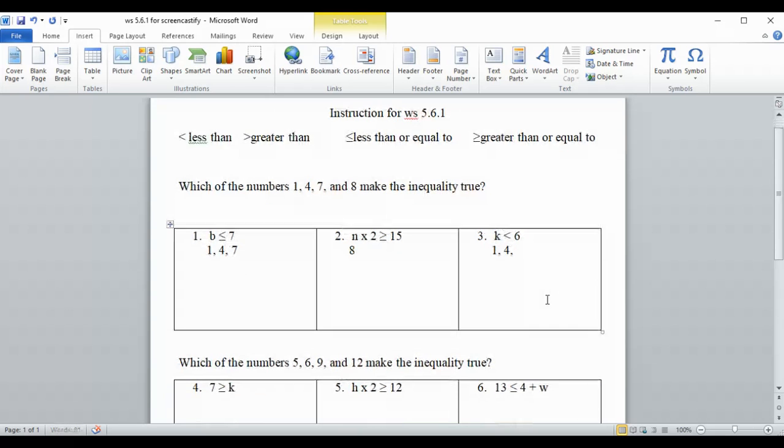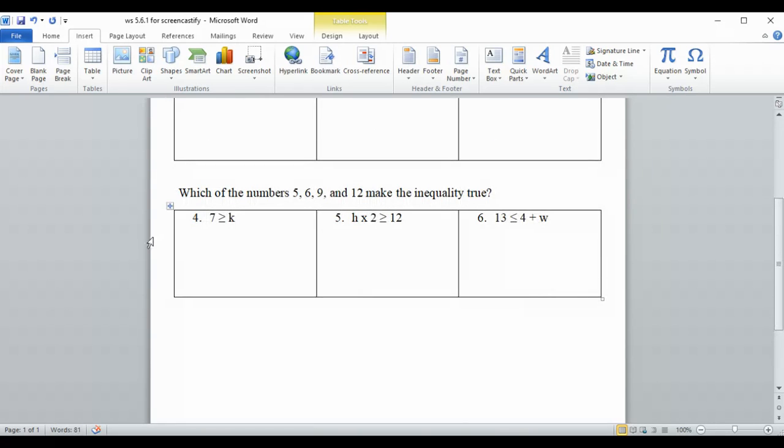All right, that might not have been a K up there. I don't remember. So let's try another set. This time we're going to use which of the numbers 5, 6, 9, and 12 make the inequality true. We're going to use these numbers. And so we start with 7 is greater than or equal to K. So first number we're going to put in is 5. And we're going to say to ourselves, 7 is greater than or equal to 5.